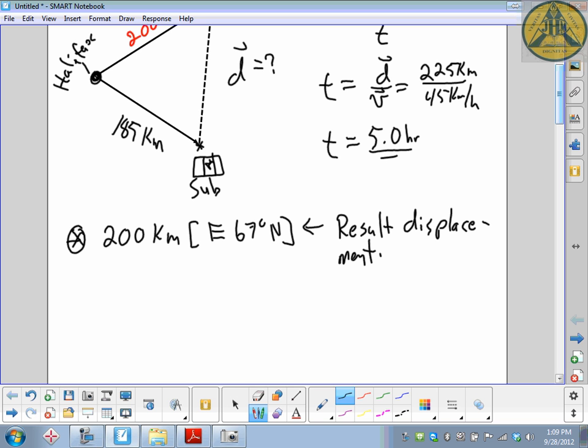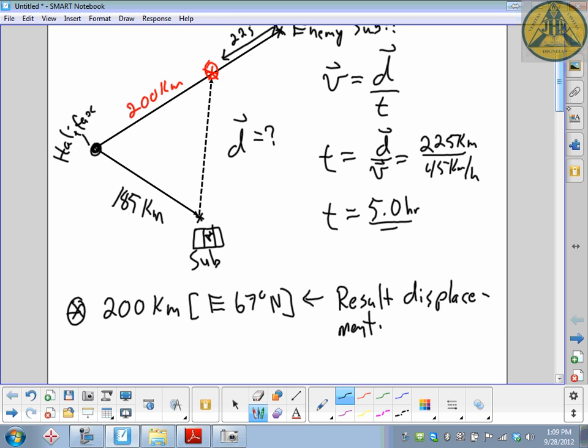We're trying to get to there. Now, if you look carefully at the diagram, kind of again like problems we've done before, it makes a triangle. So I'm going to call this D1, that one D2, and that one D3.